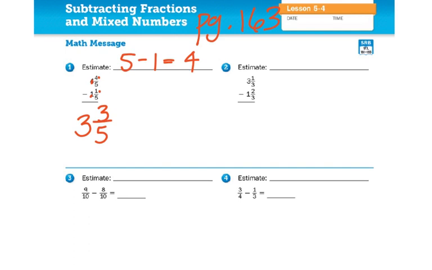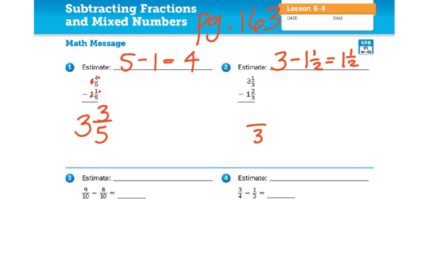Number 2, 3 and 1/3 is pretty close to 3. 1 and 2/3, let's just call that 1 1/2. 3 minus 1 is 2, minus another half is 1 1/2. So our answer should be close to 1 1/2. The denominators are the same. That's awesome. So we keep thirds the same and we just go ahead and subtract.